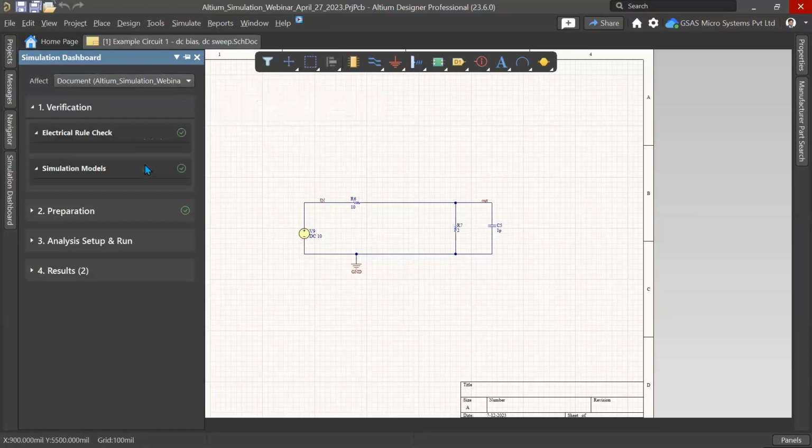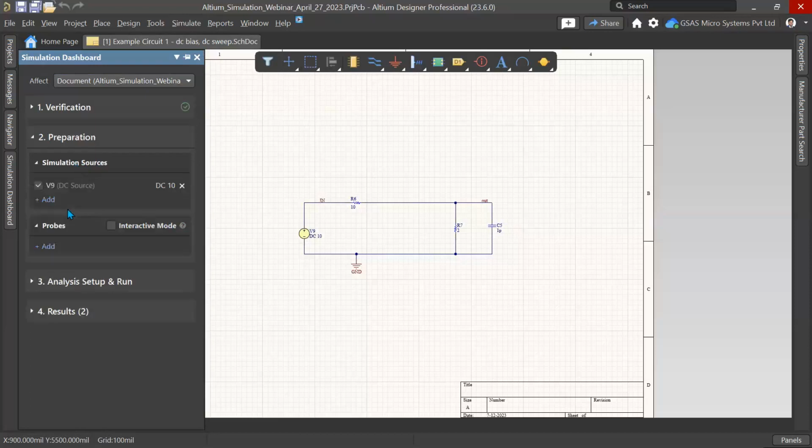First, you need to do verification. This verification helps you identify the ERC, electrical rule check, and whether the simulation models, the component SPICE models, are available or not. It will verify. And then preparation. In the preparation we have the voltage source V9. And if you want to add any voltage and current probes or power and voltage difference probes, you can add.